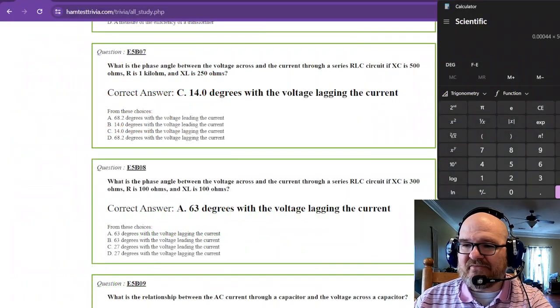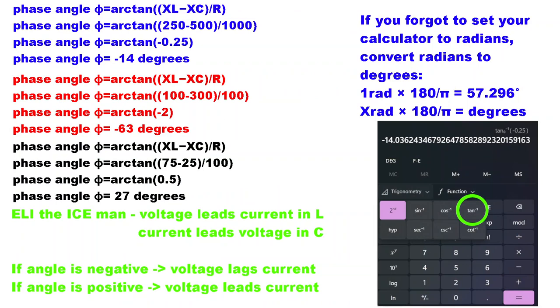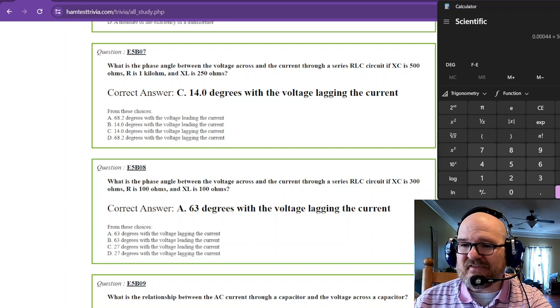Now, how do we figure out if voltage is lagging the current? Well, in this particular case, if you look down at the bottom, if the angle is negative, voltage lags the current. So if voltage lags the current, that means the capacitor probably is the bigger number in that formula. And if current leads voltage, that means voltage lags current in the capacitor. So just look at the angle. That's the easiest way to remember. Just look at the angle. So we had negative 14 degrees, so that's 14 degrees with voltage lagging the current.